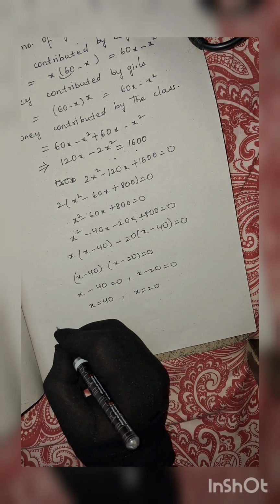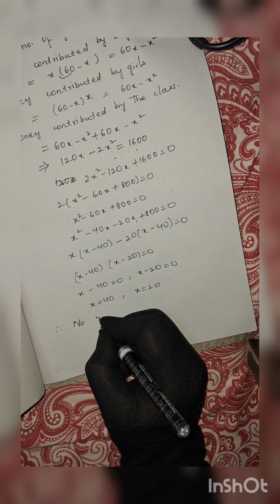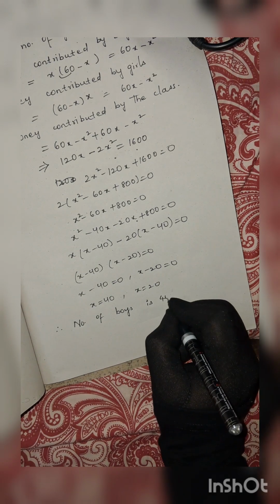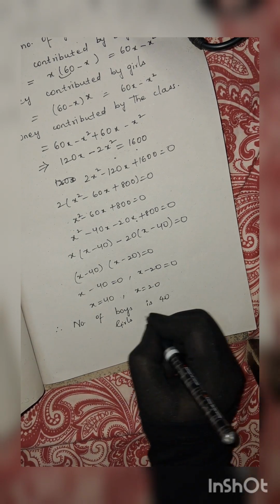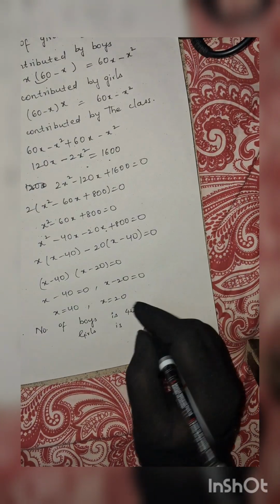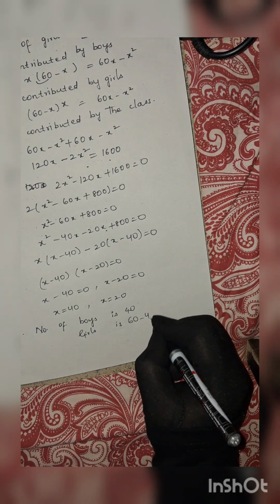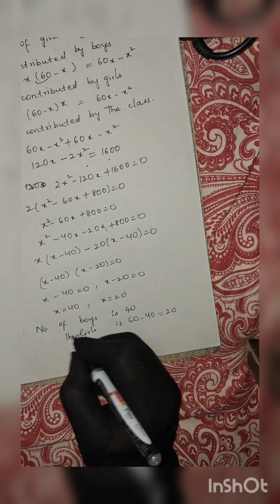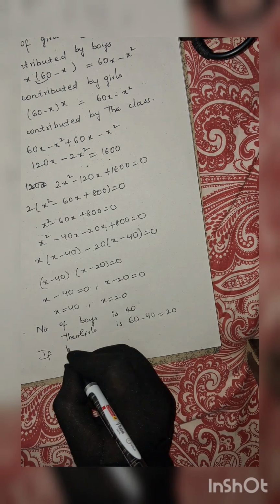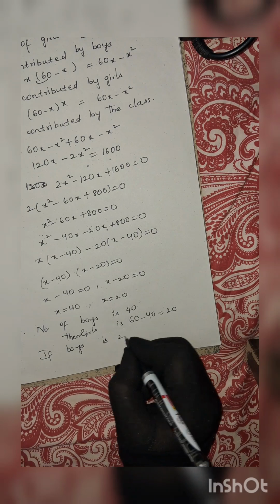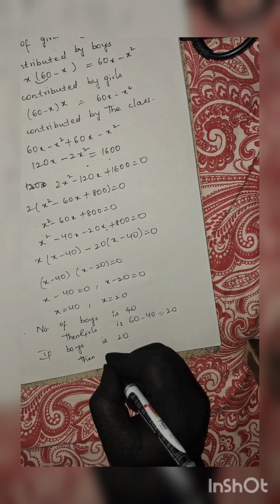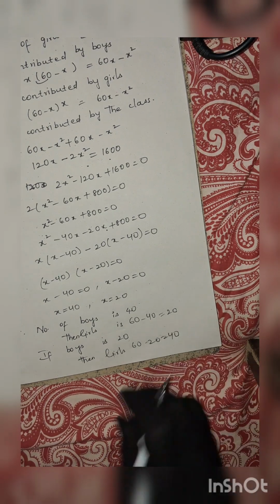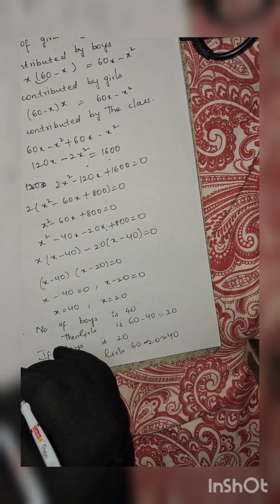Therefore, if the number of boys is 40, then girls will be 60 minus x, so 60 minus 40 means 20. If boys is 20, then girls will be 60 minus 20, which means 40. Vice versa.